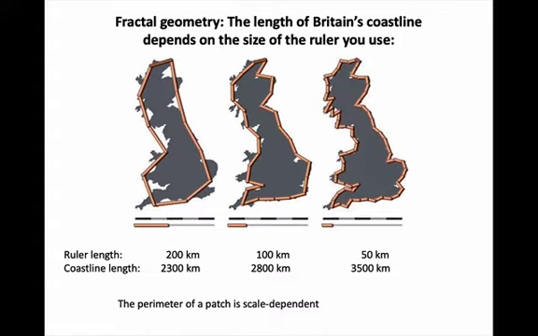If you have a totally smooth perimeter, say a smooth circle, it wouldn't matter what sized ruler you used. You'd get pretty much the same answer. But if you have a really eroded shape with lots of bays and lots of peninsulas, then it does matter. So the fractal dimension tells you how rough the outline is, and it's really useful when you're trying to understand shape.